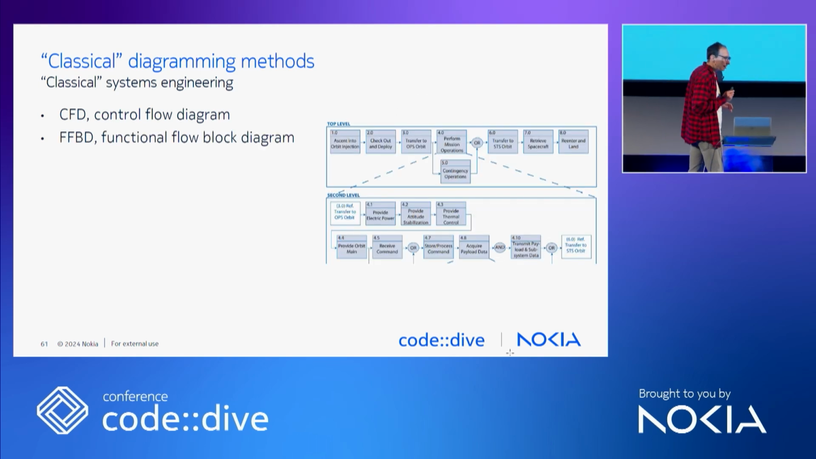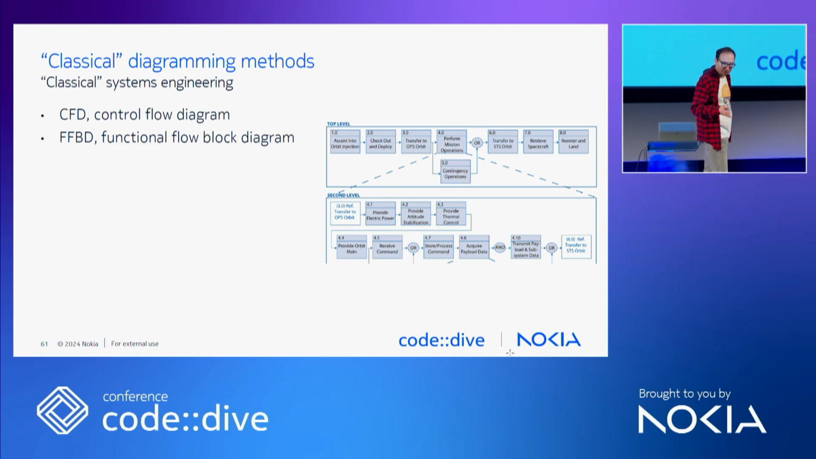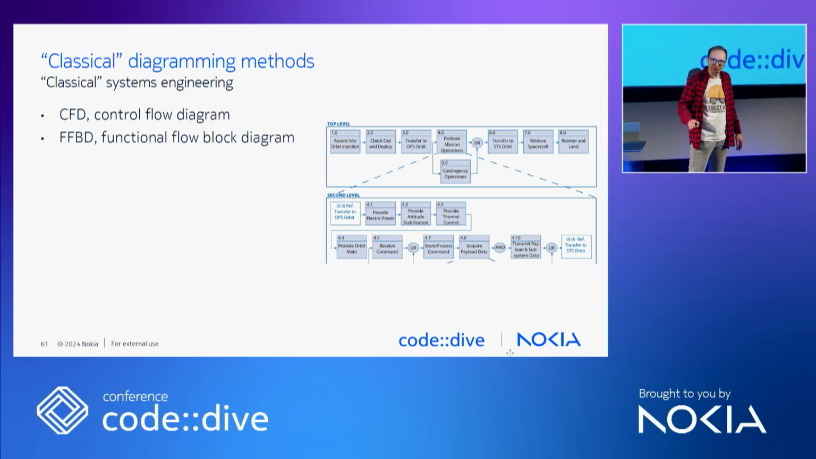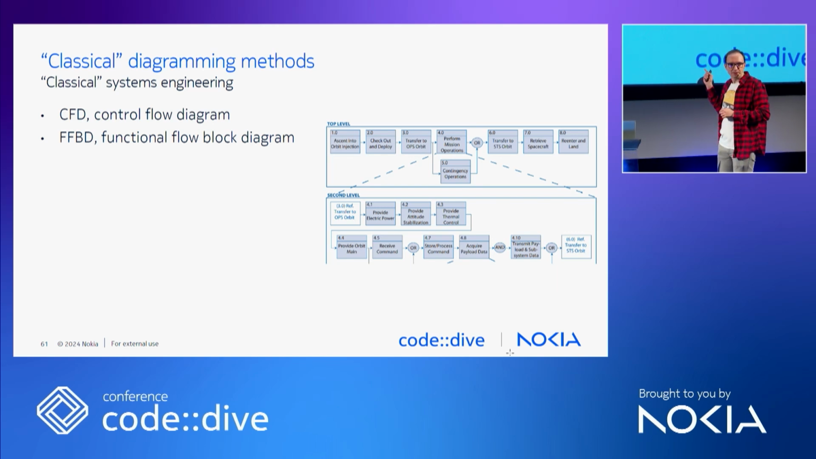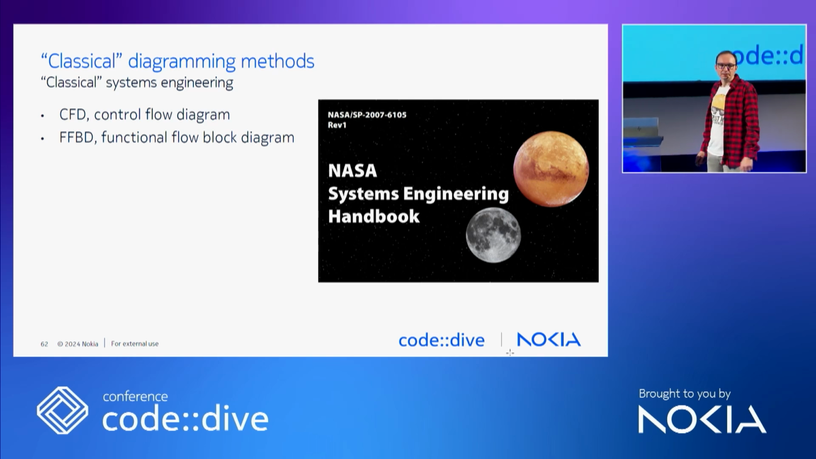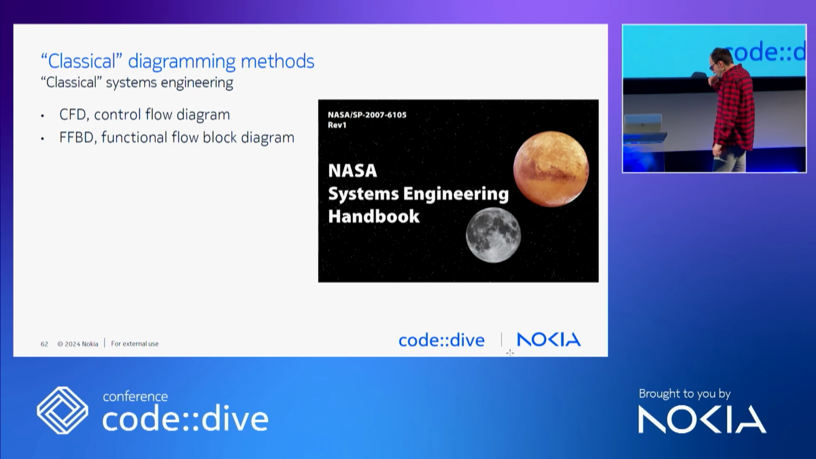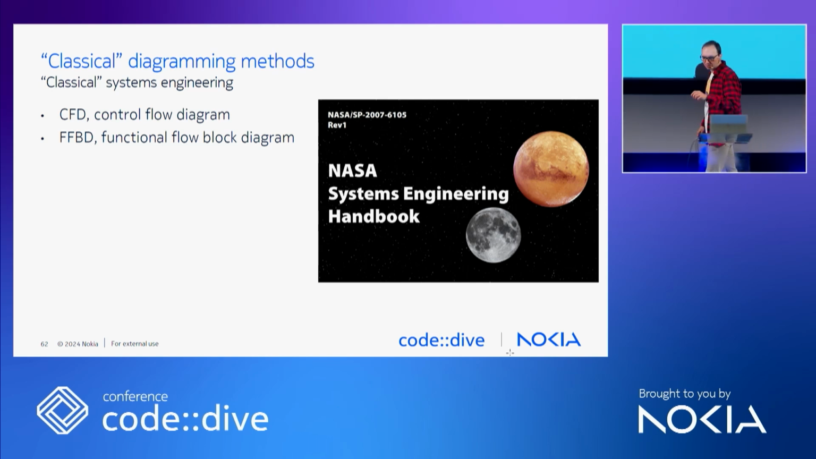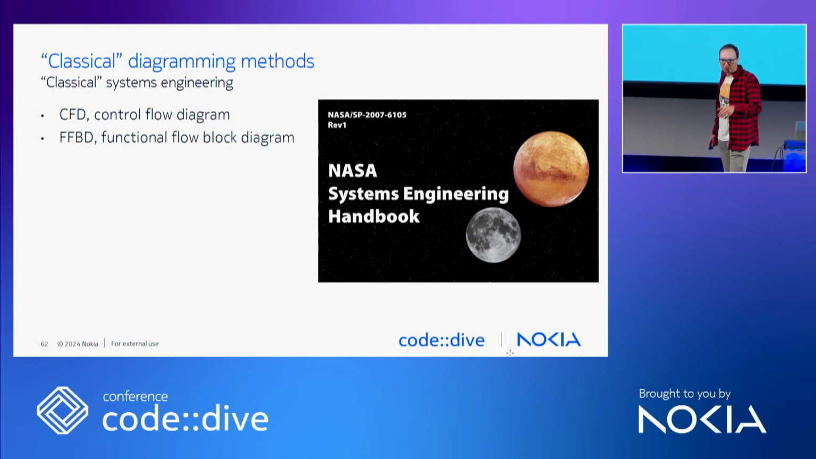FFBD, functional flow block diagram, is another classical diagramming method. This functional here has little to do with functional programming. This pertains to the flow of functions. So if you have an arrow between boxes, that means that one function precedes the other. And it can be multi-level, multi-tier. This fragment here is how the space shuttle missions were planned. And by the way, if you Google for NASA systems engineering handbooks, all the revisions are freely available online. Look for those old ones in order to see old diagramming methods. Those diagrams were created in the 1950s, more or less.